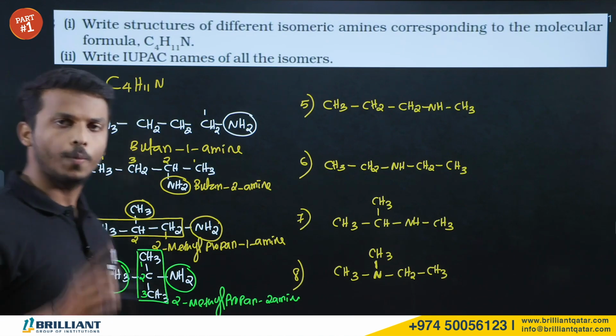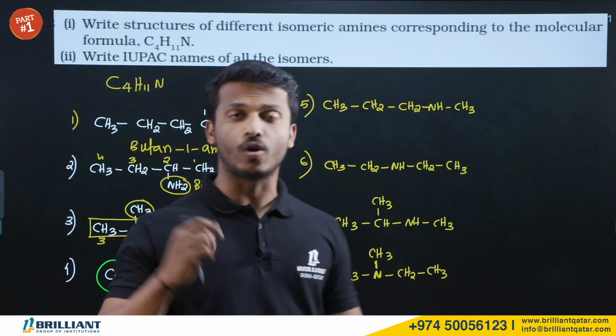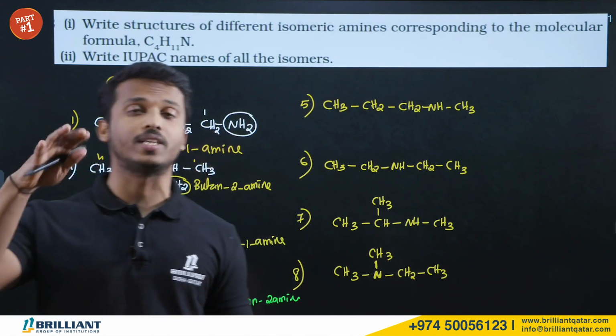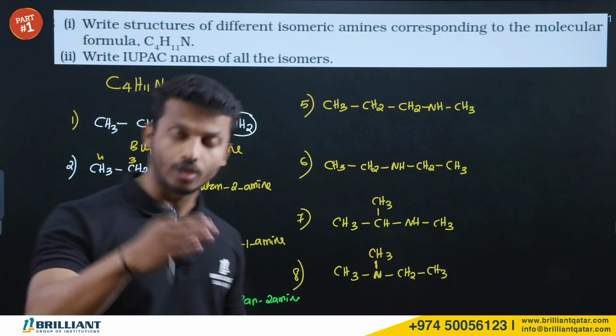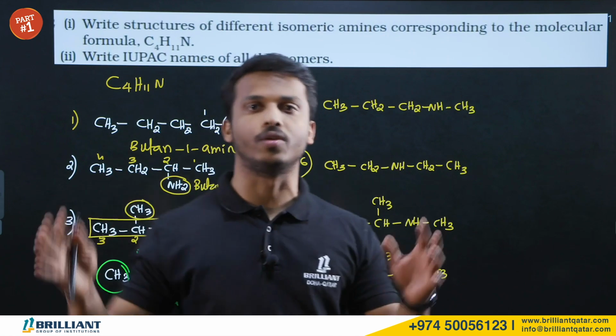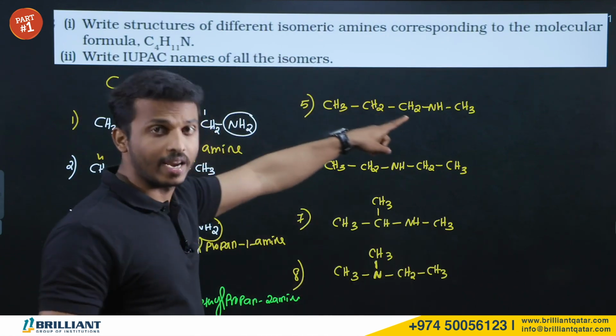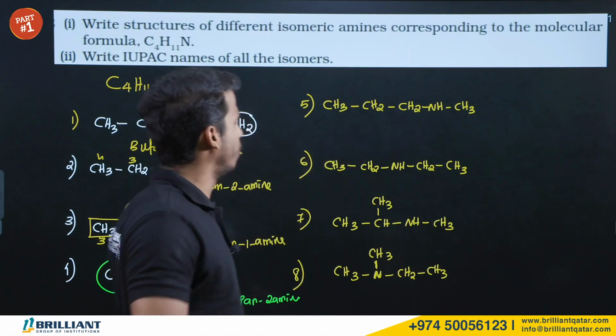So IUPAC nomenclature in any organic chapter is very important, because if you know the IUPAC nomenclature, then only distinguishing tests and conversion questions, everything will be easy. Now, compound number 5, it's a secondary amine, right? Because it contains an NH group.